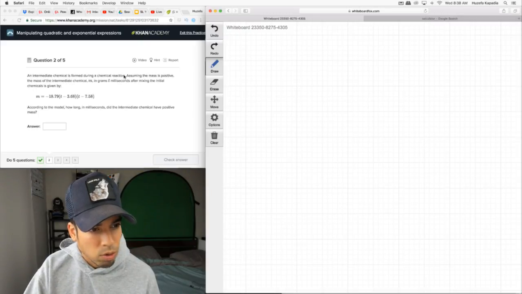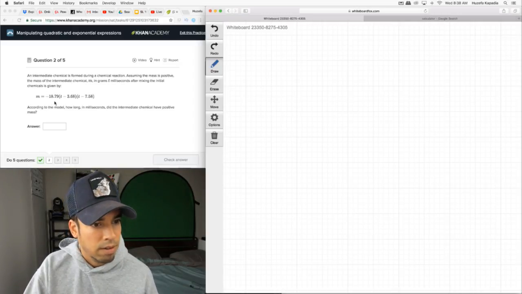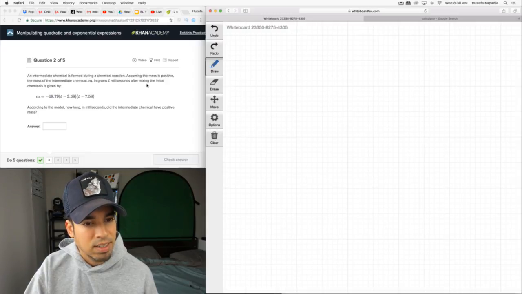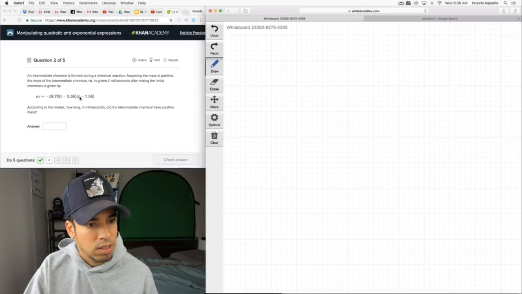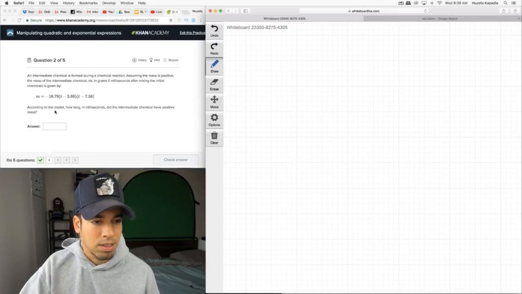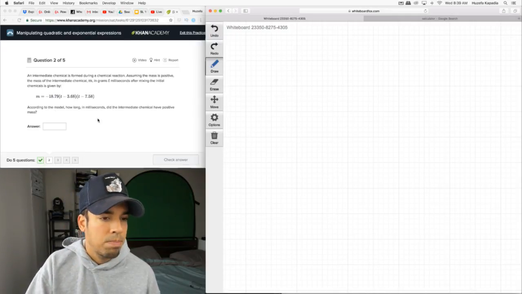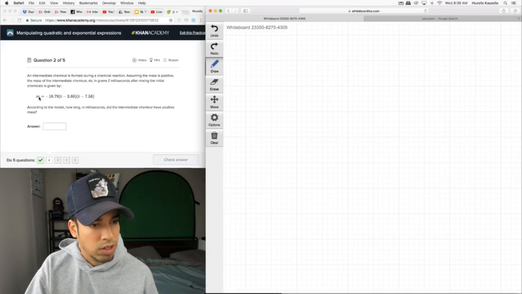An intermediate chemical is formed during a chemical reaction. Assuming the mass is positive, the mass of the intermediate chemical M in grams, T seconds after mixing the initial chemicals, is given by this. So this is its mass, and this is what's going on. T seconds. According to the model, how long in milliseconds did the intermediate chemical have positive mass? So we basically need to find the point at which this goes to 0.